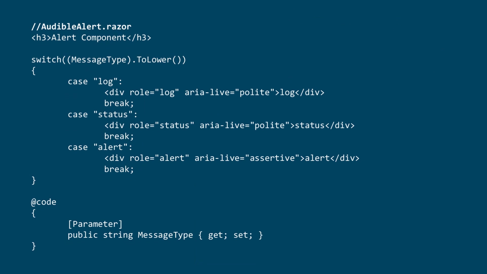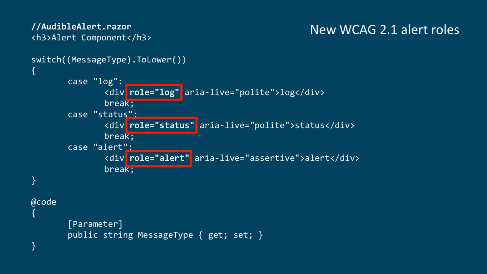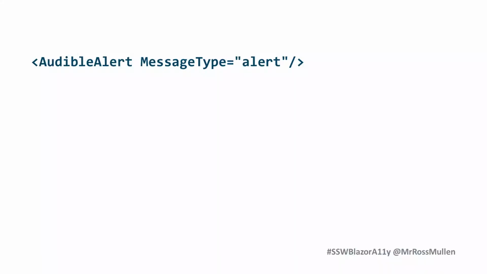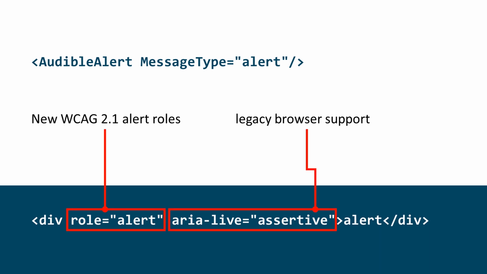I've created the component Audible Alert. It'll use the new WCAG 2.1 alert roles, and to maximize compatibility with legacy browsers, I'll also add a redundant ARIA Live attribute. We'll use the three roles, log, status and alert, as a parameter to set what sort of live region we want to create. When the component is used, we no longer have to manually add the attributes ourselves. We call the component with the role we want as the parameter, and what's populated is the correct live region.